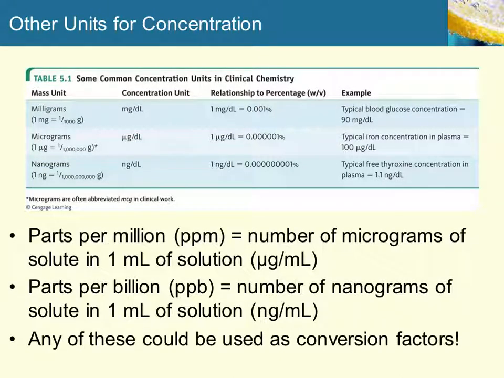Two other formulas that we use for concentration are parts per million, which is the number of micrograms of solute in a 1 milliliter solution, and parts per billion. On your reference table, you will see that there are two formulas. The first one is for parts per million: grams of solute over grams of solution times a million. Parts per billion is grams of solute over grams of solution times a billion. A million is 10 to the 6th, a billion is 10 to the 9th.